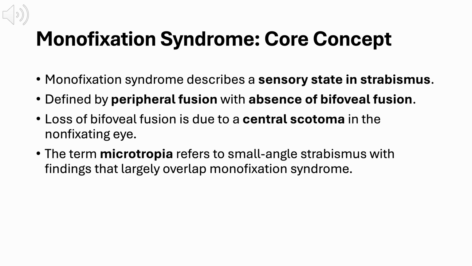You'll also hear the term microtropia, which refers to a very small angle strabismus. Clinically and functionally, microtropia and monofixation syndrome overlap so much that they're often used interchangeably. The key idea is this: monofixation syndrome is peripheral fusion without central fusion, created by a tiny central suppression zone.